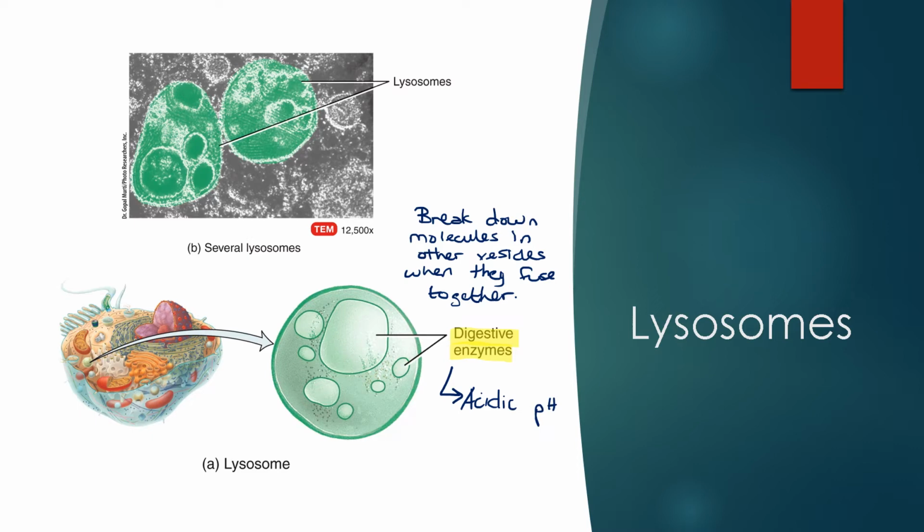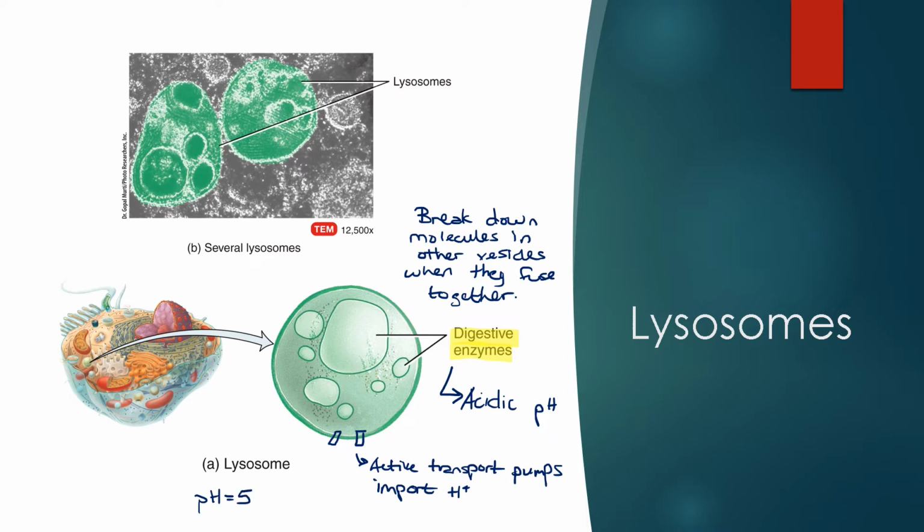Now, within these membranes here, there's going to be active transport pumps. So these are going to be active transport pumps that are going to be constantly importing hydrogen ions. And this allows the interior of lysosomes to have a pH of approximately 5.